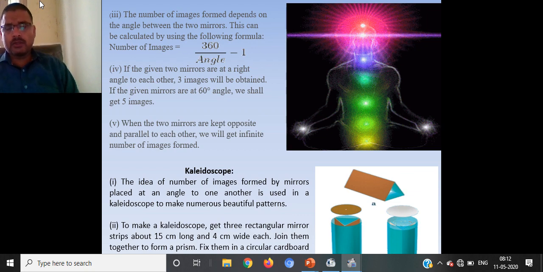In the previous class, we discussed how we get multiple images when two mirrors are joined together at different angles, and what the formula is to find the number of images when these mirrors are kept at a particular angle. There is a formula for the number of images.